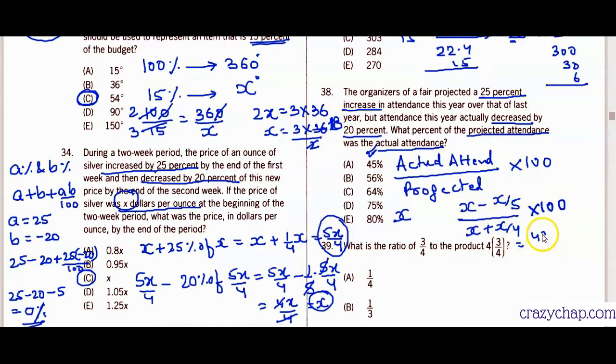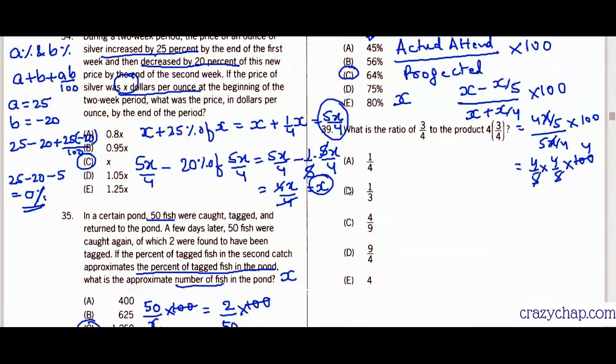The numerator will be 4x over 5 divided by the denominator 5x over 4, times 100. X got cancelled. So we got 4 over 5 times 4 over 5 as the reciprocal, and times 100, right? And while simplifying we'll get 64%. Hope it is clear, guys. Let's solve question number 39.